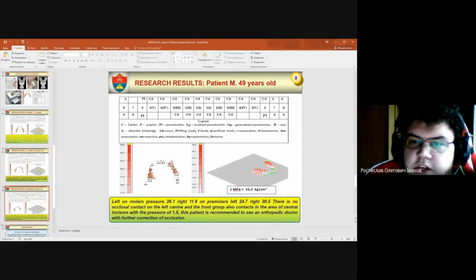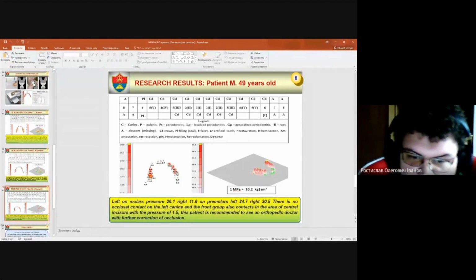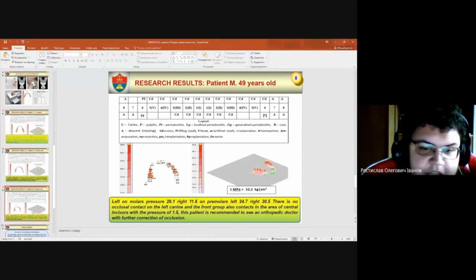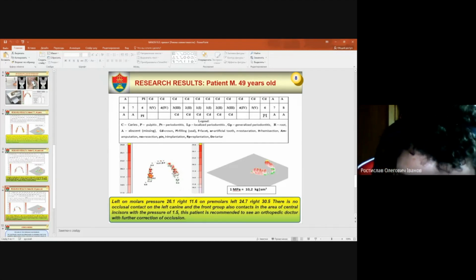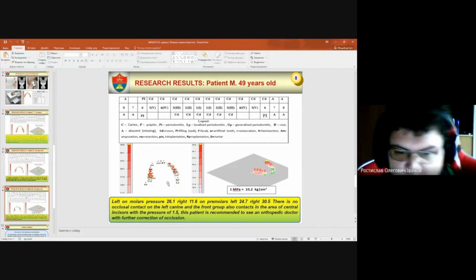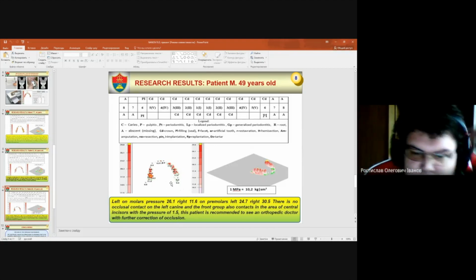The second patient is patient M, 49 years old. As you can see on the slide, we have uneven pressure distribution. In the left molar area the pressure is 26.1 and on the right is 11.6 in the molar area, but in the premolar area you can see there is 30.5 points of pressure. He is recommended to see an orthopedic doctor with further correction of occlusion.